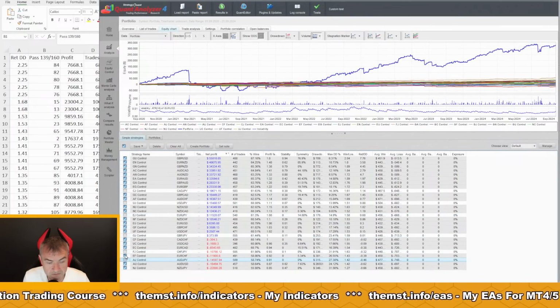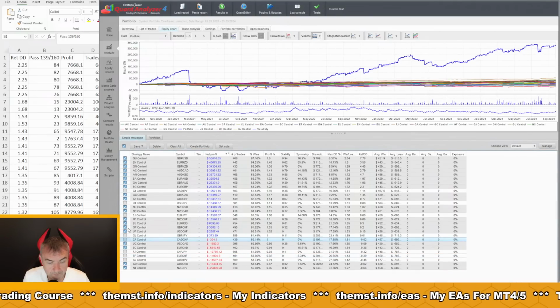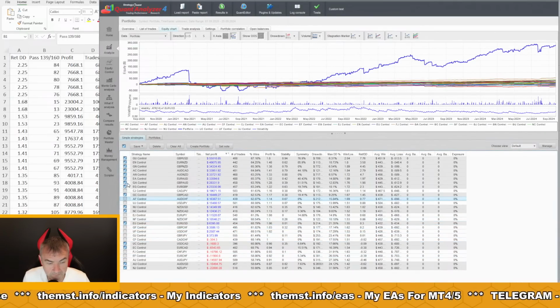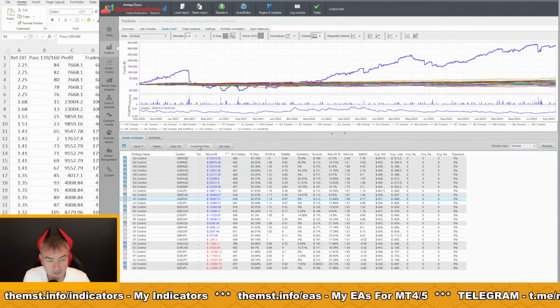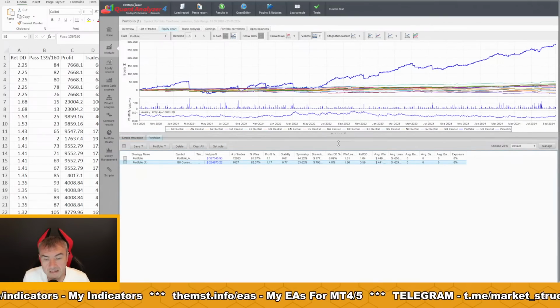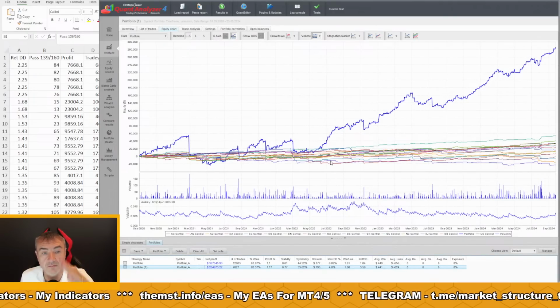And we'll get rid of all the Swiss pairs. Pound Swiss, New Zealand Swiss, Aussie Swiss. There we go. So there is our revised portfolio, excluding trending pairs.